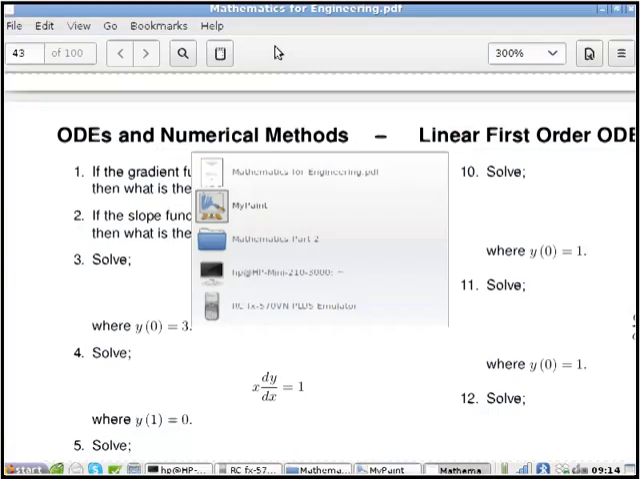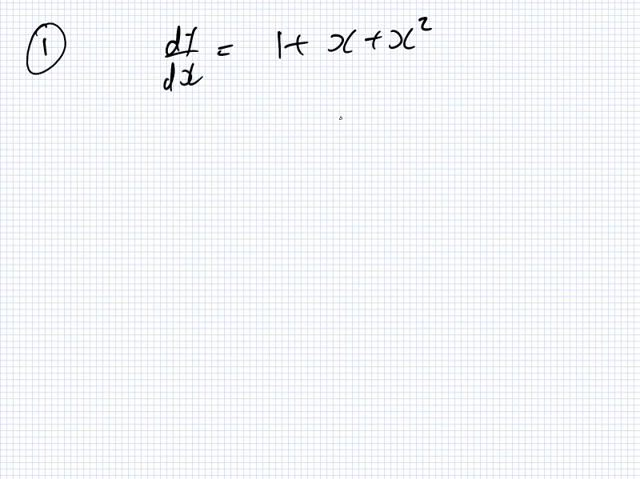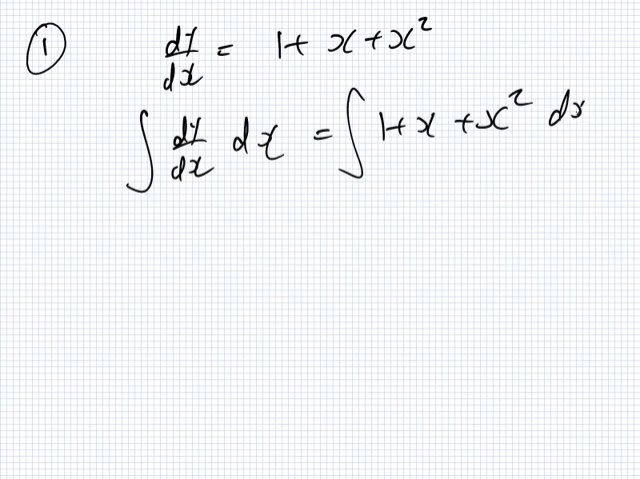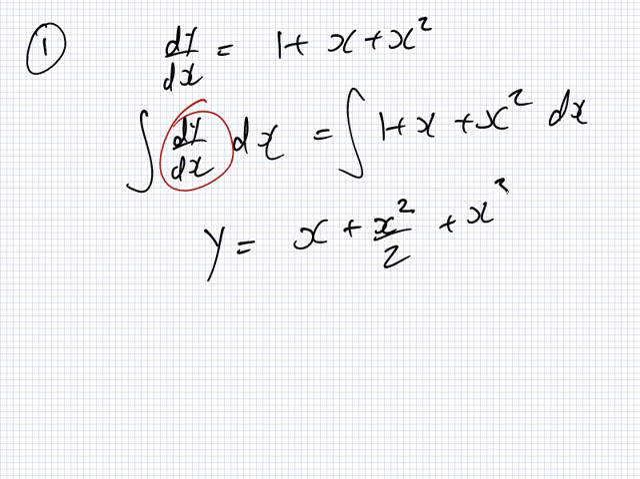Let's do a simple one first. Let's do number 1. So dy dx equals 1 plus x plus x squared. How could I find y here? What could I do? Yes, we integrate. So dy dx, integrate 1 plus x plus x squared, integrate. What will this become when you integrate? y equals x plus x squared over 2 plus x cubed over 3 plus c. Okay, that's a basic example.